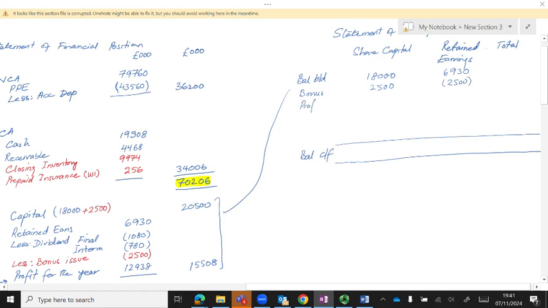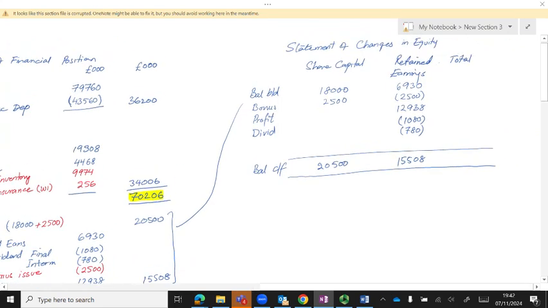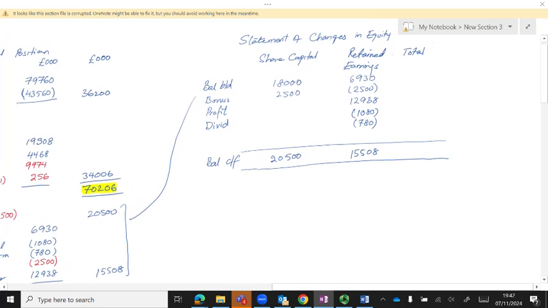Profit will be added in the retained earnings. Dividends, there are dividends 1080 and the interim 780. The total is 15508, 20,500. So preparing statement of changes in equity is very easy. You just pick up the figures from the statement of financial position capital section and record it.